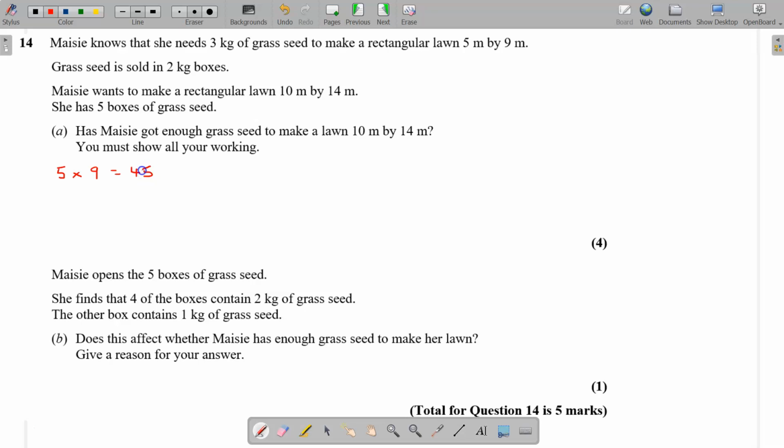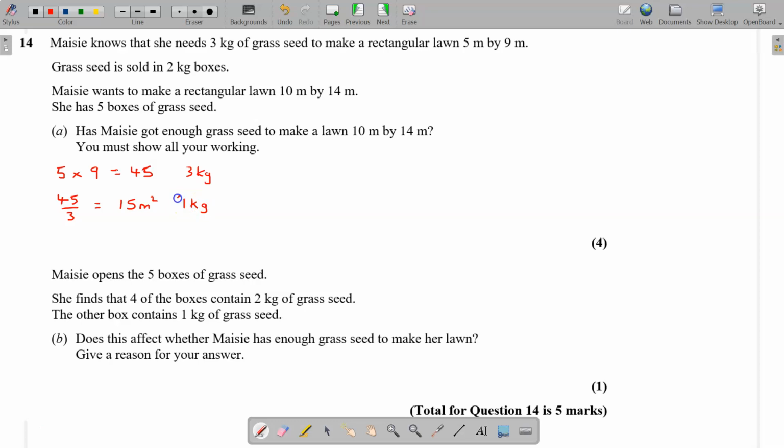Okay, so that's showing that I know the area of the lawn that she knows about, which is 3 kilograms. And I just put 3 kilograms there like that. Okay, so therefore 45 divided by 3. What I'm doing here is showing how much she can cover with 1 kilogram. So I'm putting 15 meters squared, 1 kilogram.